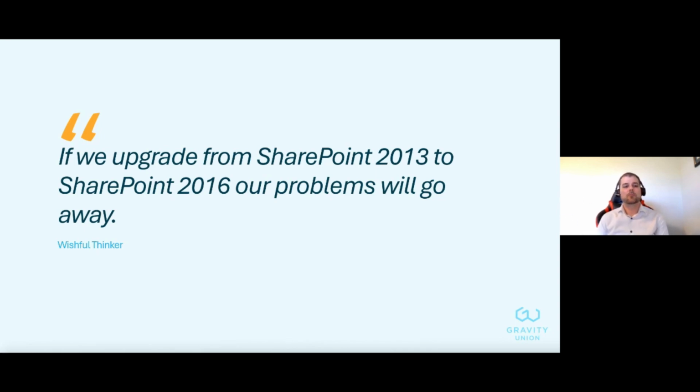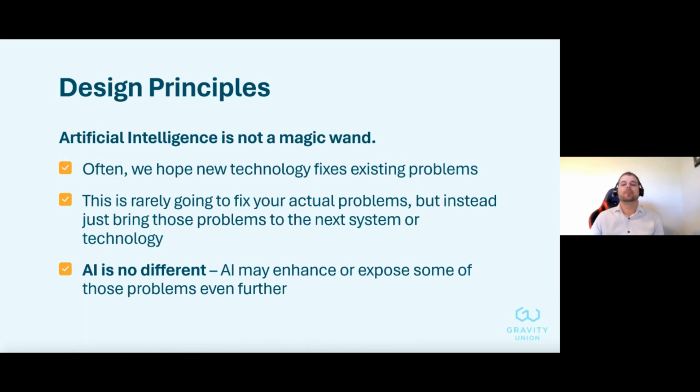So we hear all the time, well, we thought we would upgrade from SharePoint 2013 to SharePoint 2016 and our problems would go away. Or, we thought if we just went from SharePoint 2016 to the cloud, all of our problems would go away. Well, we've all heard this before, and it really just does not work. Artificial intelligence is no different. It's not a magic wand. You can't enable AI on your content and have all your problems fixed, right?